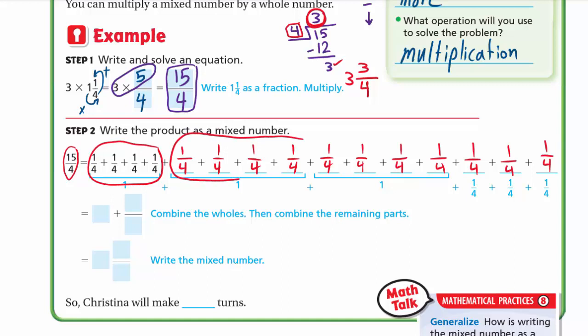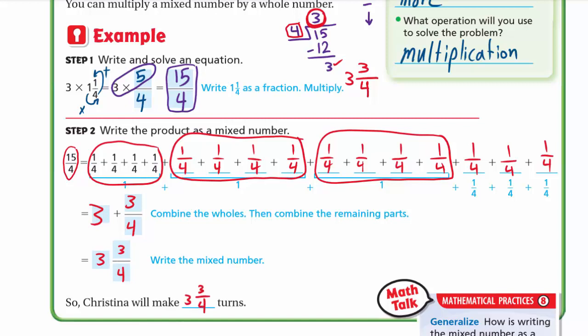And this is another 1. And this is another 1. And we still have 3/4 left. So we have 3 wholes, 1, 2, 3 wholes. And we have 3 of 1/4 left. So 3/4 left. So 3 plus 3/4, which is 3 and 3/4. So Christina will make 3 and 3/4 turns. It's really a long way.